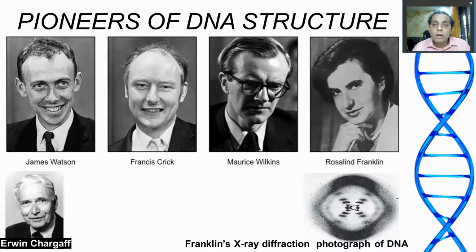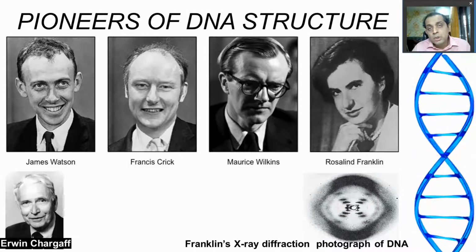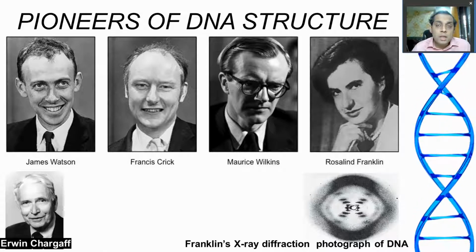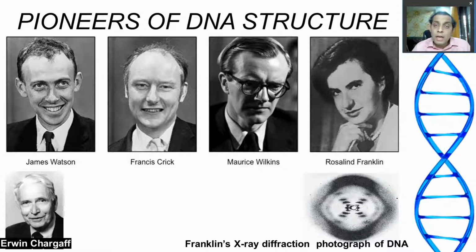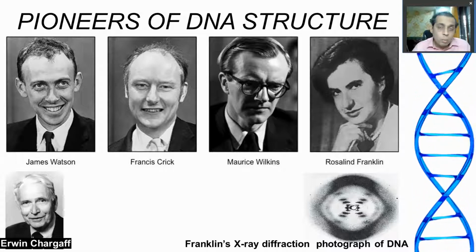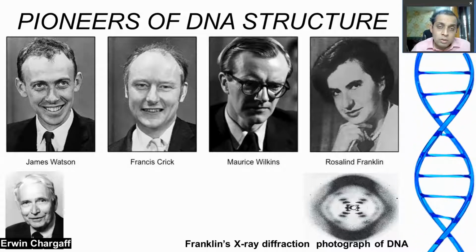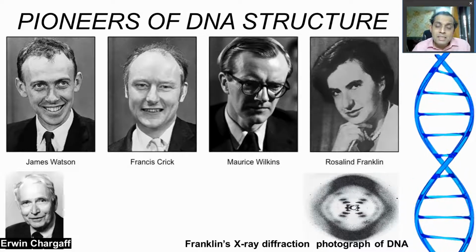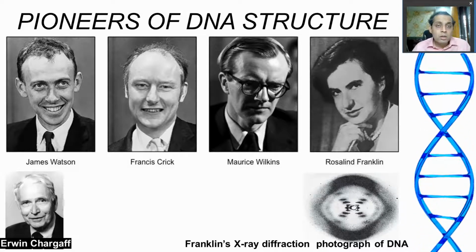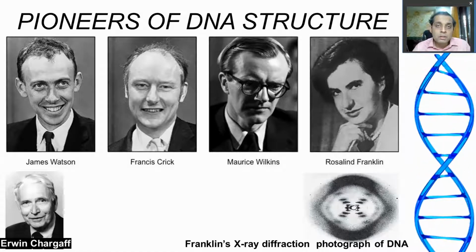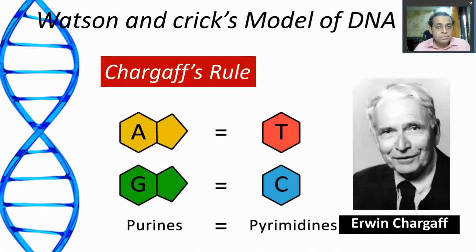Unfortunately, Rosalind Franklin could not live at that time. She died in the year 1957. So this structure was given in the year 1953, and the Nobel Prize was awarded to the three scientists in the year 1962. Let's understand this Watson and Crick's model of DNA.